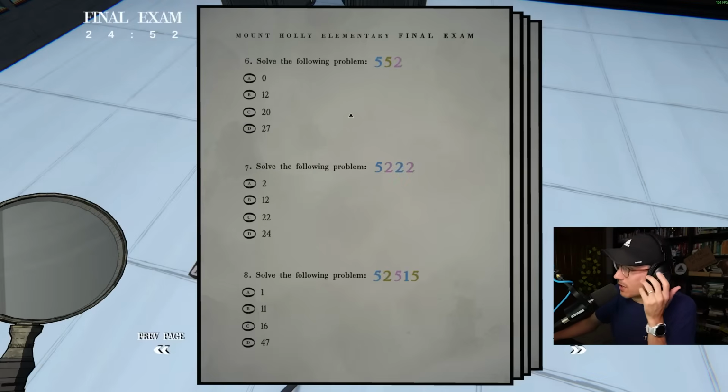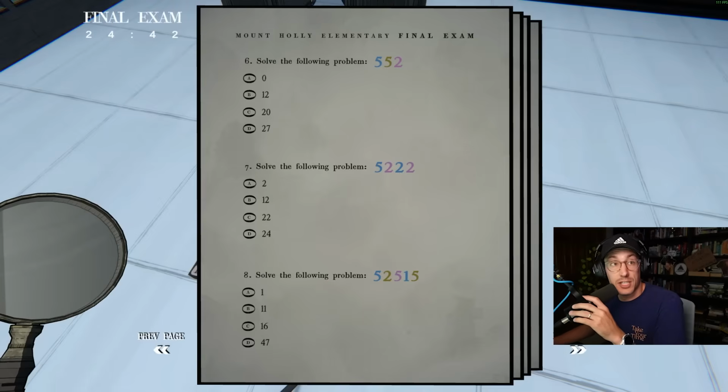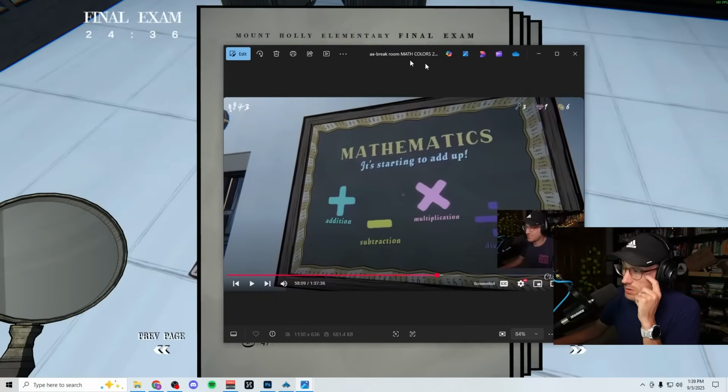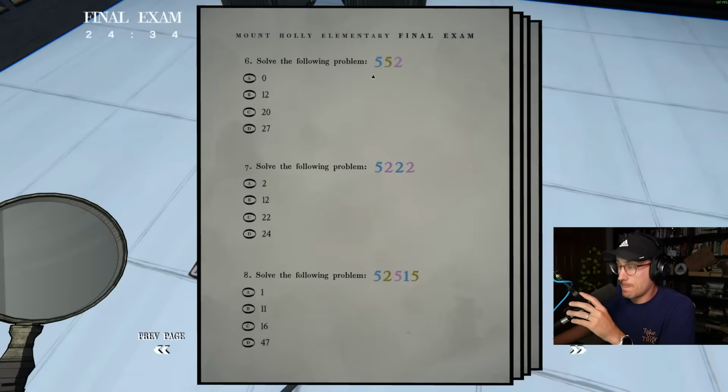Solve the following problem. 5 minus 5 times 2 plus 5 minus 5. We're going to use our cheat sheet here. Gonna get through all of the questions before we come back to what we don't know. This is 0. Solve the following problem. 5 times 2 is 10. Plus 2 is 12. Times 2 is 24.